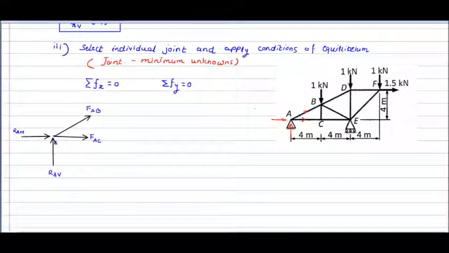Now once again, in the same way, we can check whether fewer than 2 unknowns are available at any other point or not. If I select point B, there should be force in member AB, force in member BC, force in member BE, and force in member BD. It means that if I draw the free body diagram for this point B, then I have to show all these forces.